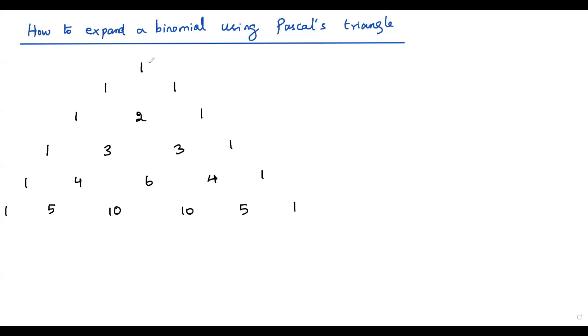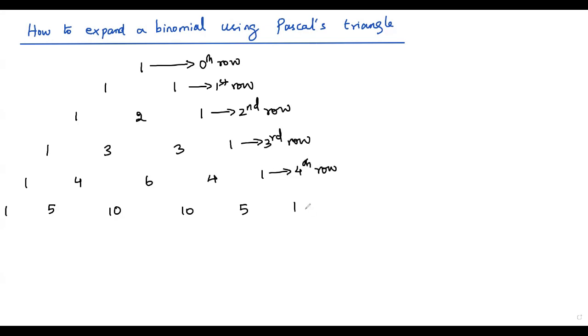Now I have to consider here, this is the 0th row. And the next one is the first row. Let me write the stuff over here. The next one is the second row. The next one is the third row. The next one is the fourth row. The next one is the fifth row. If you want, you can write even the sixth row by doing the same process.